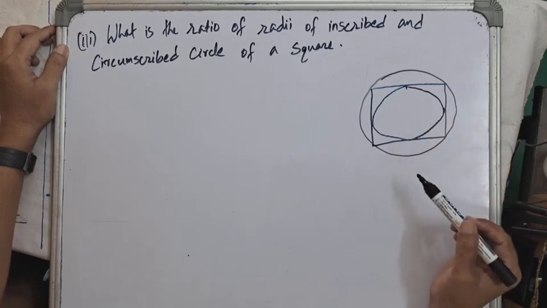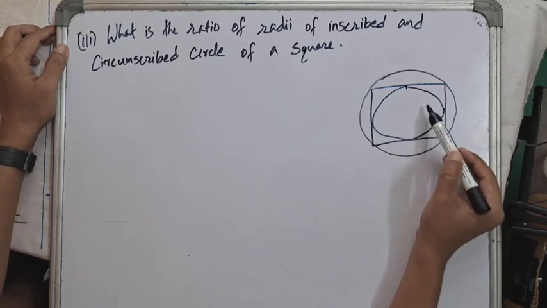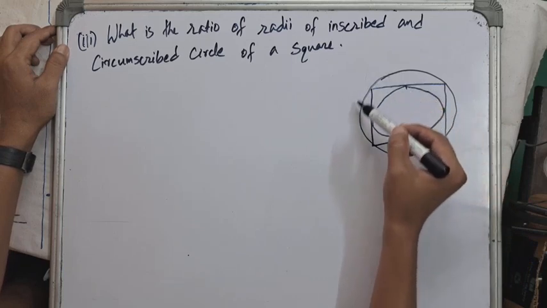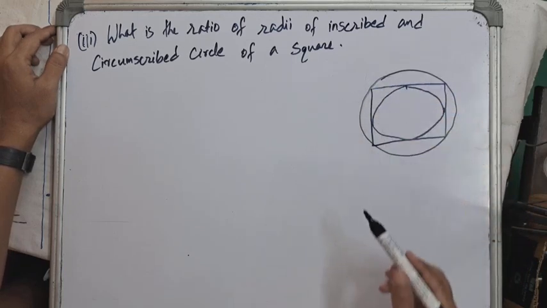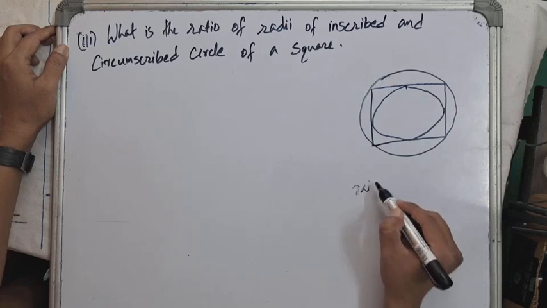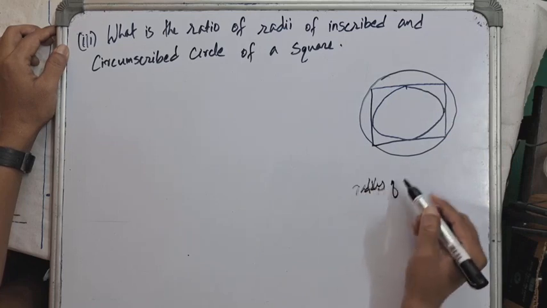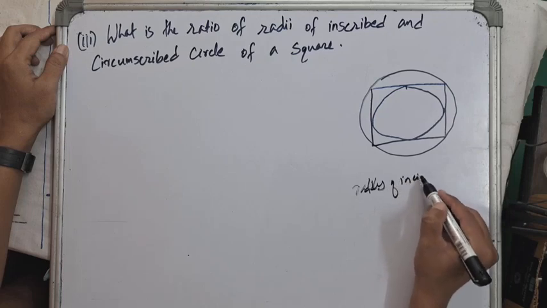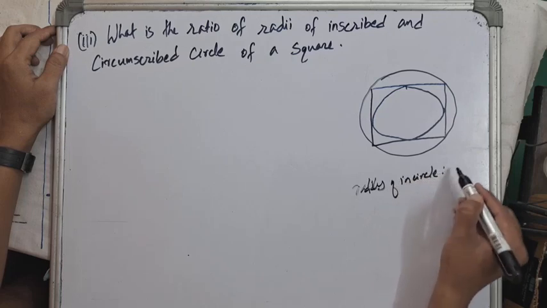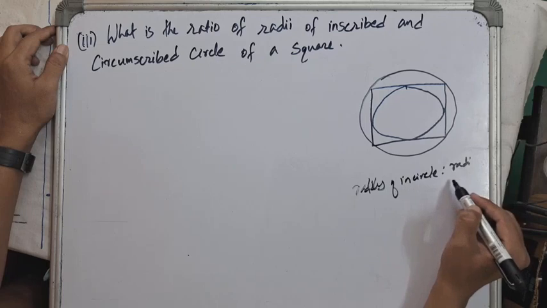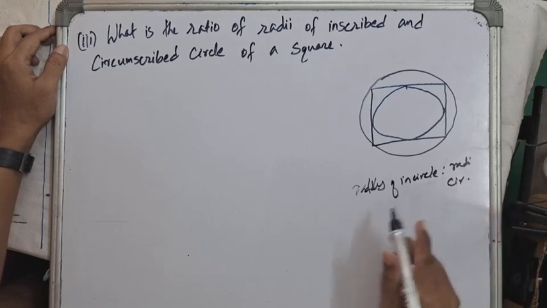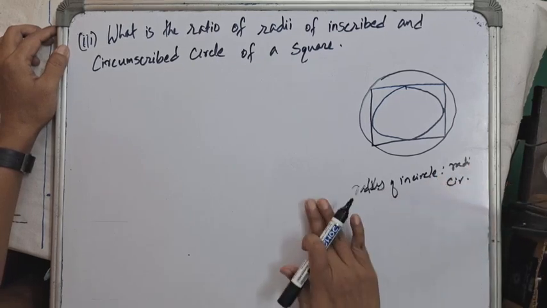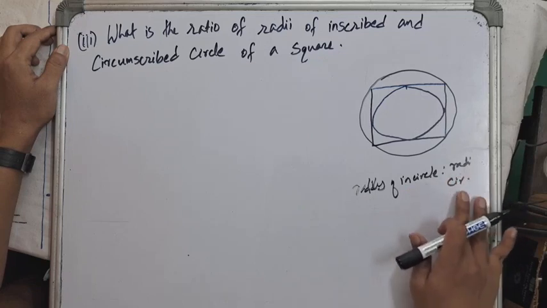So we are asked to find the ratio of the radius of the inscribed circle to the radius of the circumscribed circle. Radius of incircle to radius of circumcircle. We are asked to find the ratio, radius of incircle to radius of circumcircle.